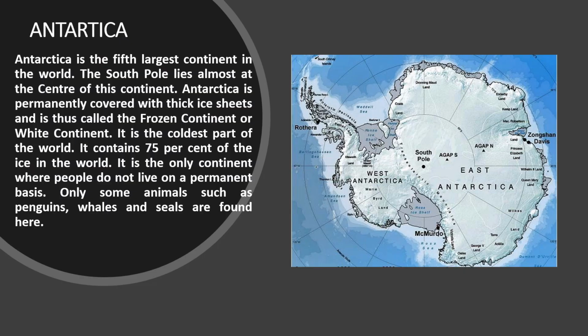Next we have Antarctica. Antarctica is the fifth largest continent in the world, and this continent is called the white continent or frozen continent. Why? Because it is always covered with snow. That's why it is called the white continent and frozen continent. And the South Pole lies almost in the center of this continent. This continent is situated towards the South Pole.